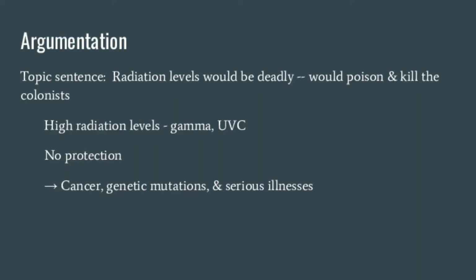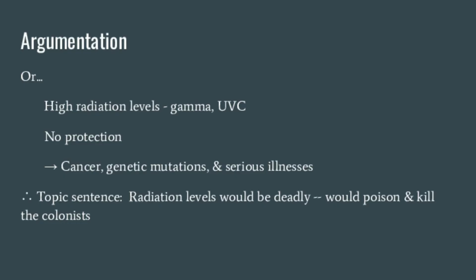So if you put this into one body paragraph, you have a topic sentence. That's a sentence that represents the main idea of the paragraph, and it's a claim that supports the thesis. You could start with the topic sentence in the first or second sentence of the paragraph. Radiation levels would be too deadly, such that it would poison and kill the colonists. Then your paragraph develops the particular premises or claims to support this: the high radiation levels, lack of possible protection, and then cancer and mutations and other serious health effects.